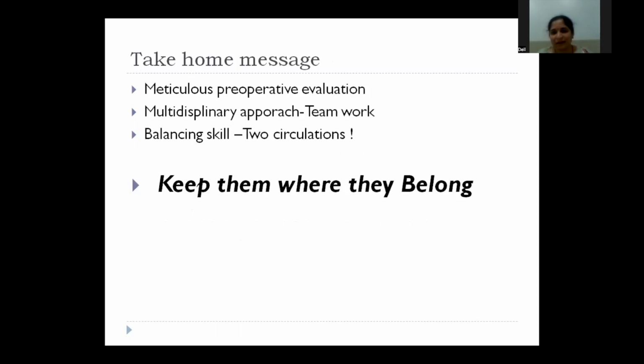So, last slide. Meticulous preoperative evaluation, a multidisciplinary approach, involvement in teamwork, and the balancing skill between the systemic and pulmonary circulation is mandatory. And just keep them where they belong and maintain their pathophysiology. Thank you.